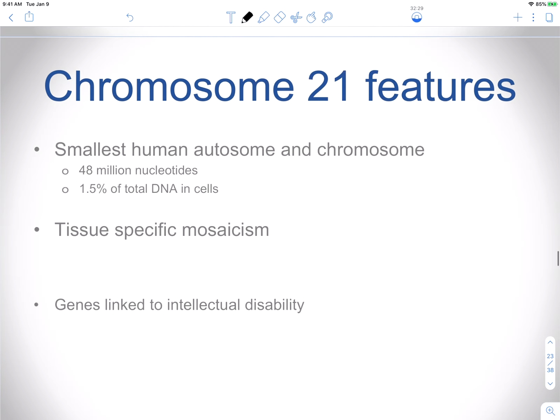Okay, so trisomy for chromosome 21 is tolerable. It's the smallest human autosome, so it has the least number of genes. It's only 1.5% of the total DNA in a cell. And you can have tissue-specific mosaicism with this. So the mosaicism can arise in the germline if you have germline mosaicism. Typically, women who are less than 30 years of age have a recurrence risk of 1%.